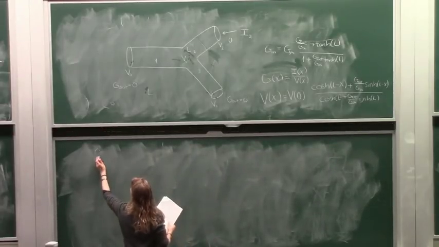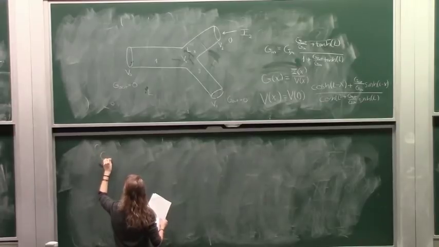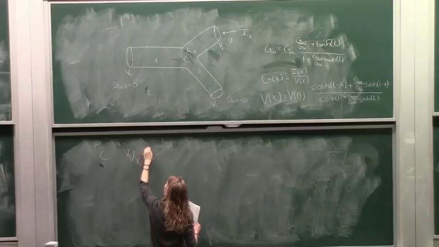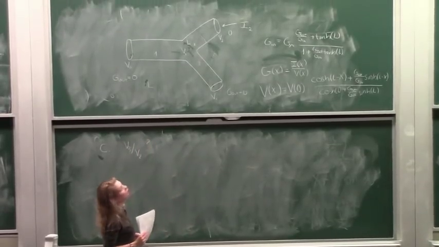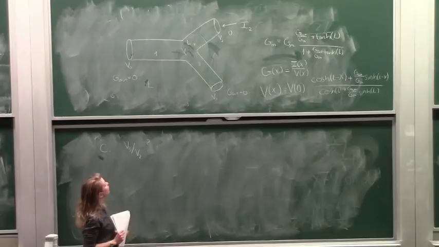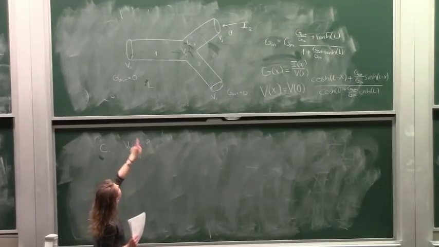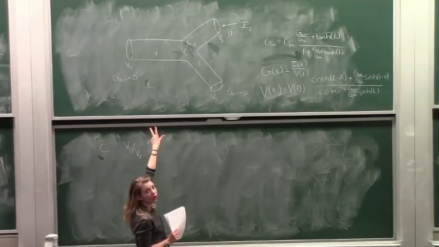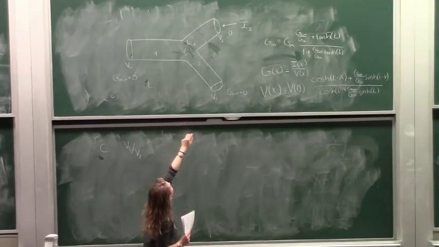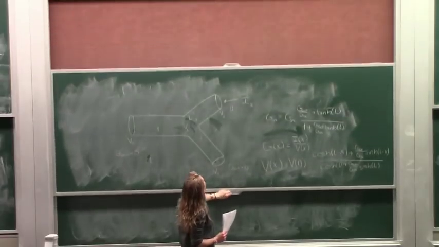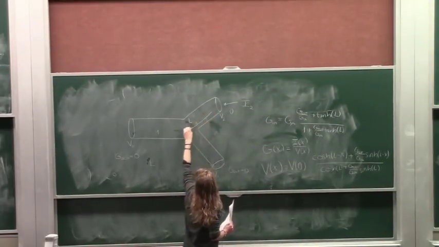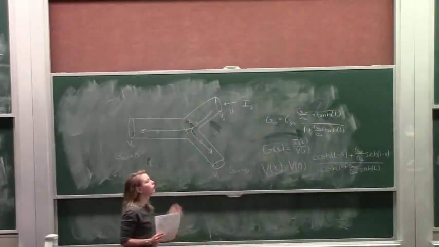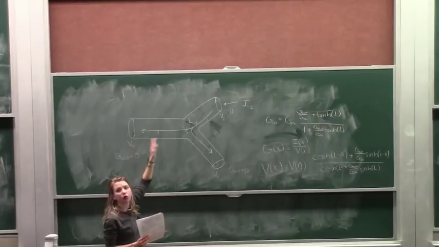Another question they could ask is what is V3 over V2? You could go through and do the whole calculation again, but it's easier to notice that since we were told that all of the branches have the same length L, they all have the same G infinity. Going from here down this path is the same thing as going from here down this path. So V3 over V2 is the same thing as V0 over V2.